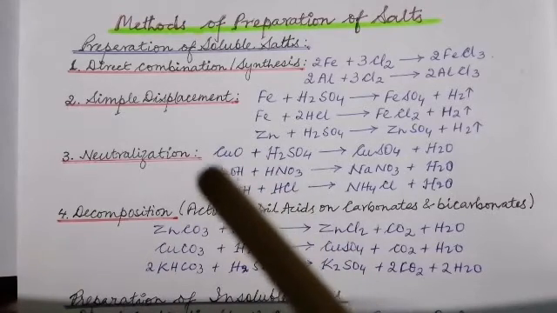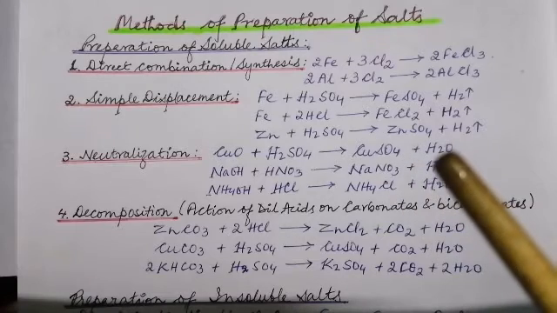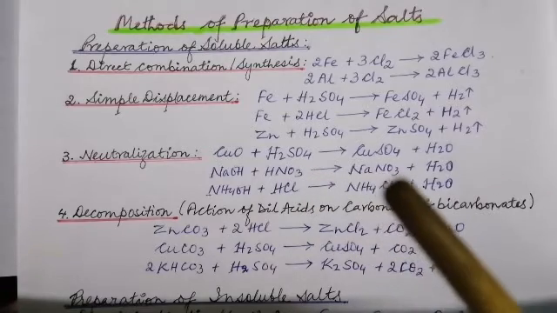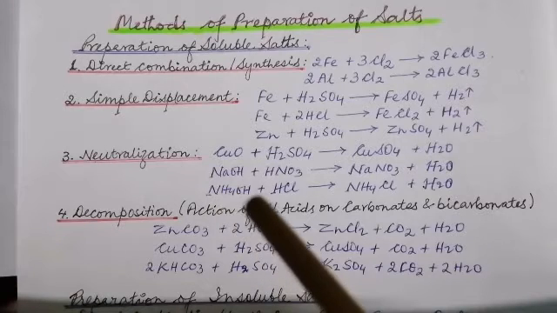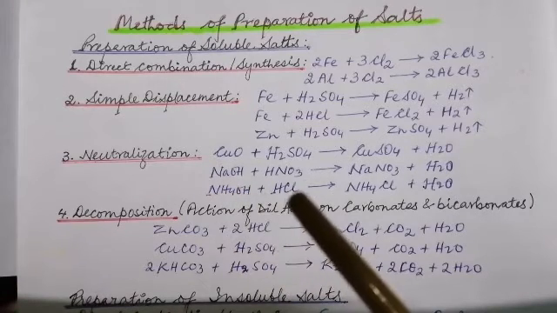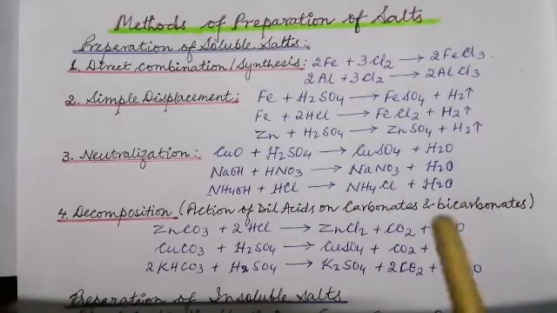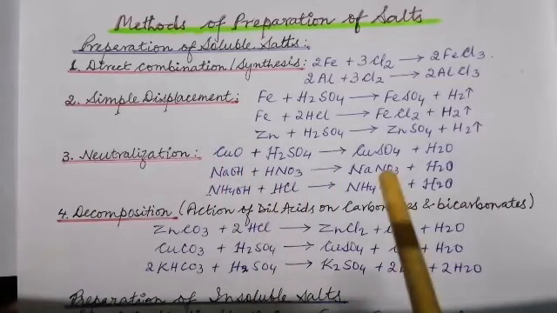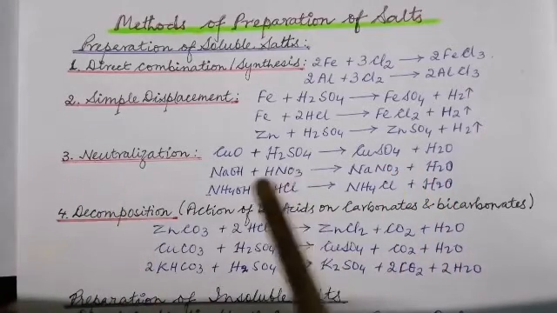Let's take an example. Cupric oxide, CuO, reacts with dilute sulfuric acid to give you salt, copper sulfate, and water. Similarly, sodium hydroxide reacts with nitric acid to give you sodium nitrate and water. Ammonium hydroxide is also a base soluble in water. It reacts with dilute hydrochloric acid to give you ammonium chloride and water. So, what is the moral of the story here? A base reacts with an acid to give you salt and water. Hence, it is called neutralization reaction.